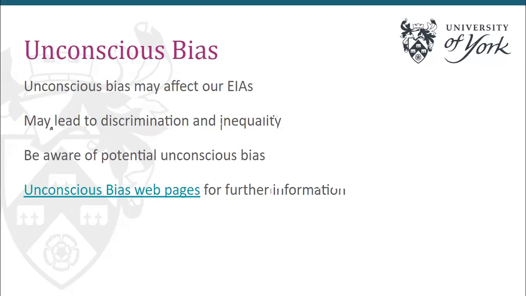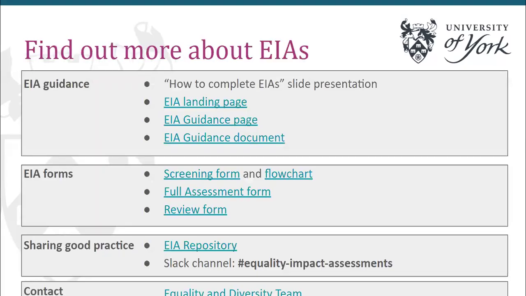Throughout the process of undertaking an equality impact assessment, and when reviewing or creating policies and procedures, try and be aware of potential unconscious bias. Take a look at our unconscious bias web pages for information on bias, how and where it might occur, and how you can take steps to avoid it. And to find out more about EIAs, take a look at our other presentation, What are Equality Impact Assessments?